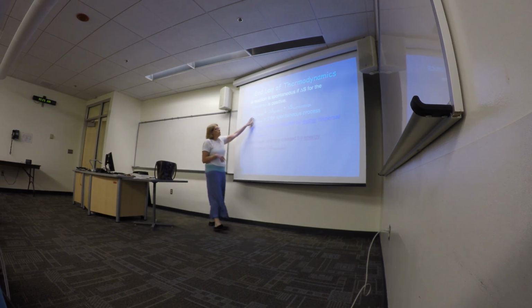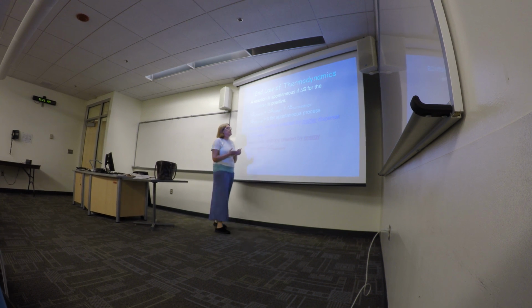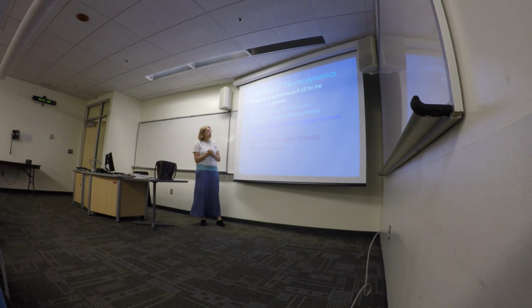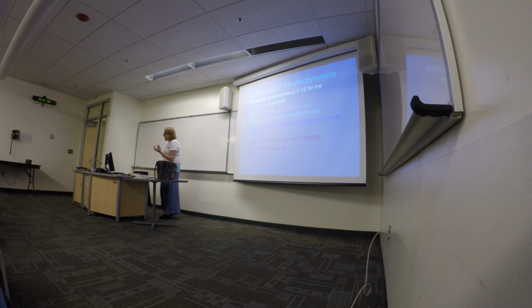Our change in entropy of the universe is equal to the change in entropy of the system plus the change in entropy of the surroundings. We said that the change in entropy for the universe is greater than 0 for a spontaneous process. So again, we can have a decrease in entropy for a particular chemical reaction. What has to happen overall? Overall, the change in entropy of the universe has to be greater than 0.